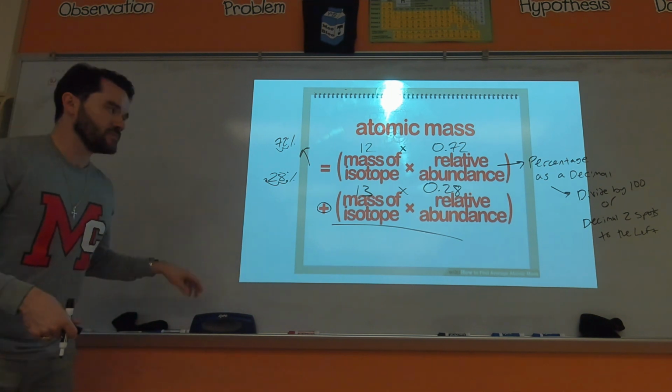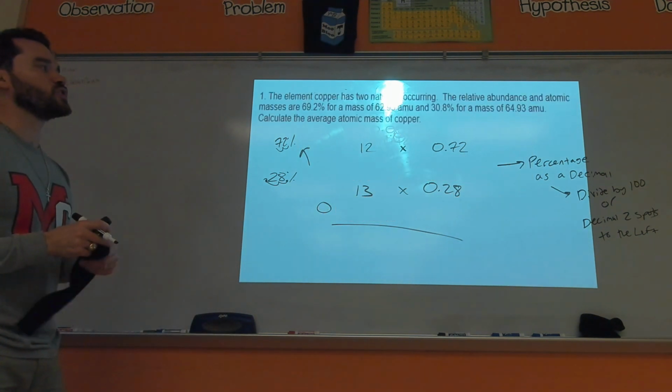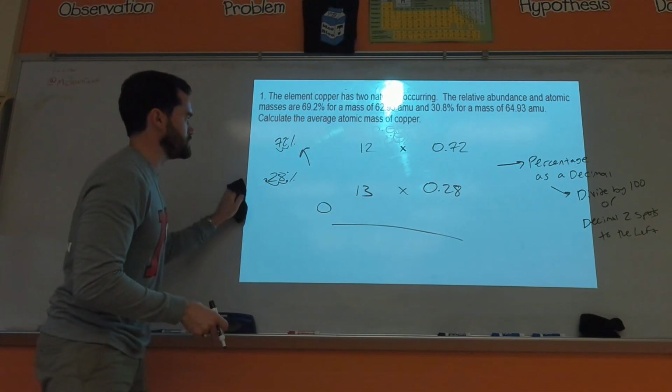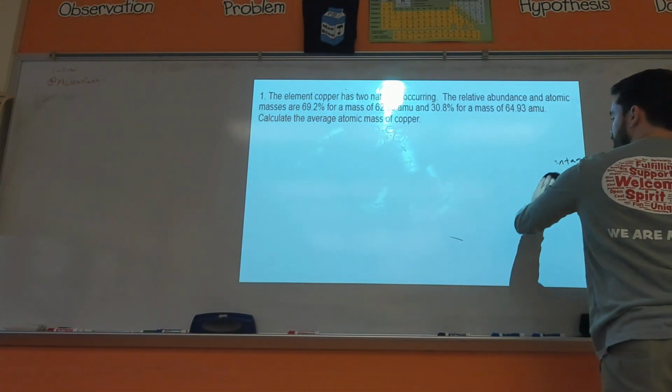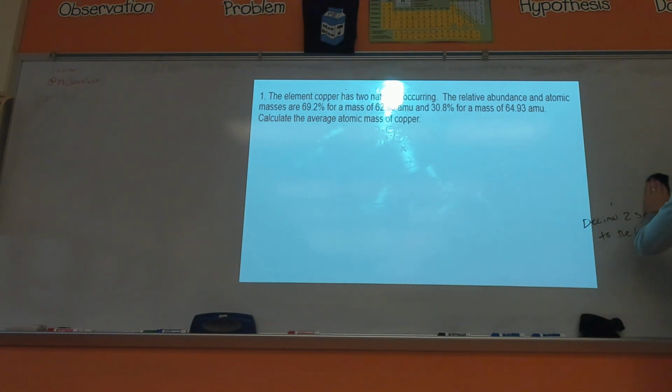If you're a little shaky on it, let's do a couple practice problems and you'll see it's really not too bad. So they're telling us the element copper has 2 naturally occurring isotopes. The relative abundance and atomic masses are 69.2% for a mass of 62.93, and then for 30.8%, it's a mass of 64.93.